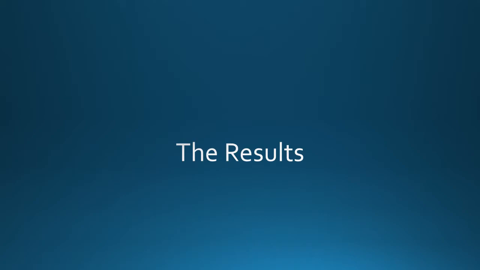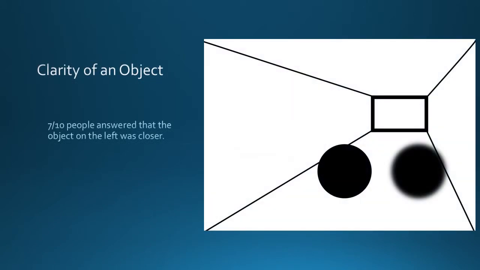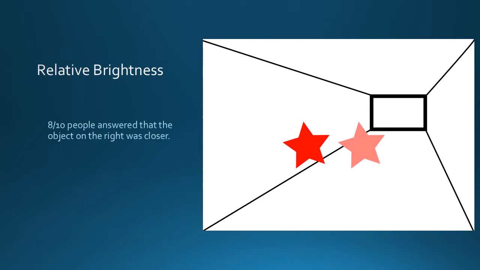The results. We showed these same images to 10 people. Here are our results. 7 out of 10 people said that the clearer object on the left appeared closer. How do you know that they are not the same distance away? 8 out of 10 people said that the lighter object on the right appeared closer. How do you know that they are not the same distance away?